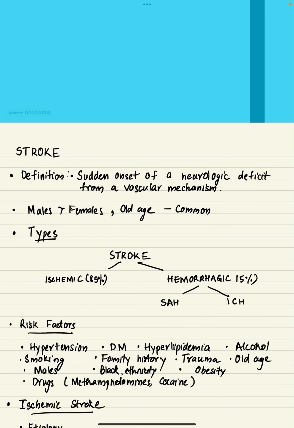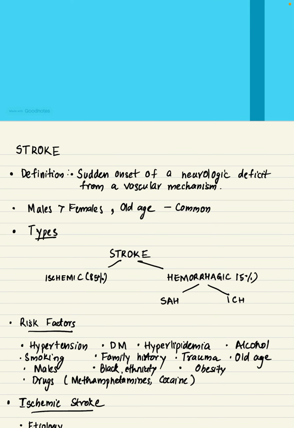So we'll talk about stroke. The definition of stroke is sudden onset of a neurological deficit from a vascular mechanism. Males are usually more affected than females. It is seen more commonly in the elderly.